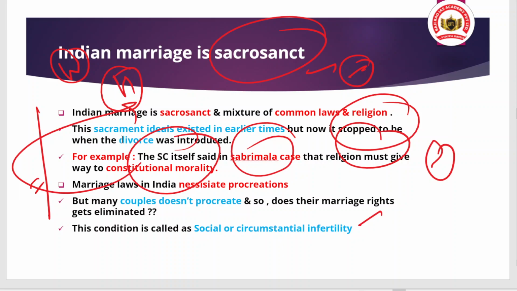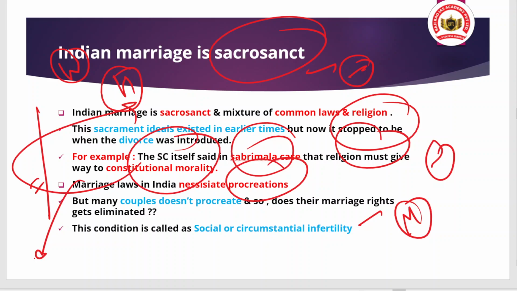Okay, and now the next argument regarding same-sex marriage in disfavor is that marriage law in India necessitates procreation. Procreation means the birth of a child. When a couple gets married, then they have a family by having children. So that is the point in India. That will go against the legalization of same-sex marriage.